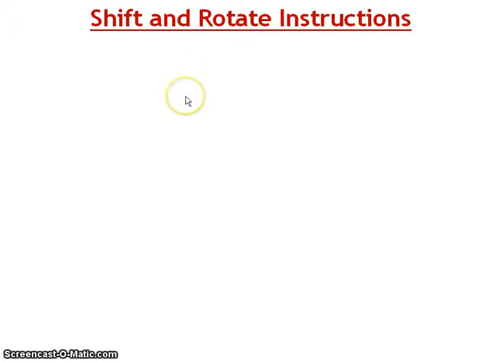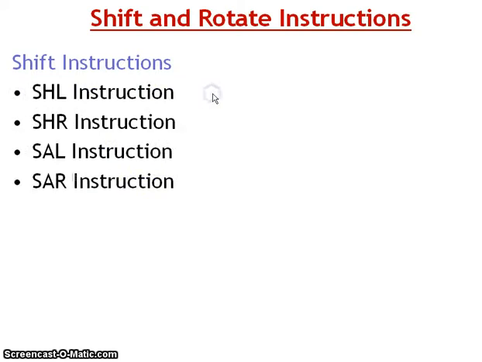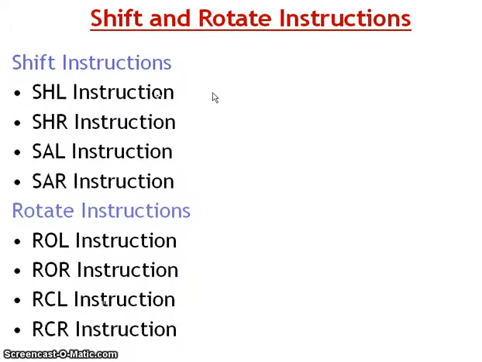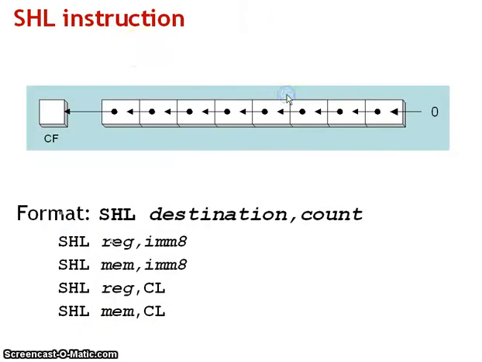We will be discussing today the shift and rotate instructions. The shift instructions in 8086 are SHL, SHR, SAL and SAR. The rotate instructions are ROL, ROR, RCL and RCR. Now let us see how these instructions work.